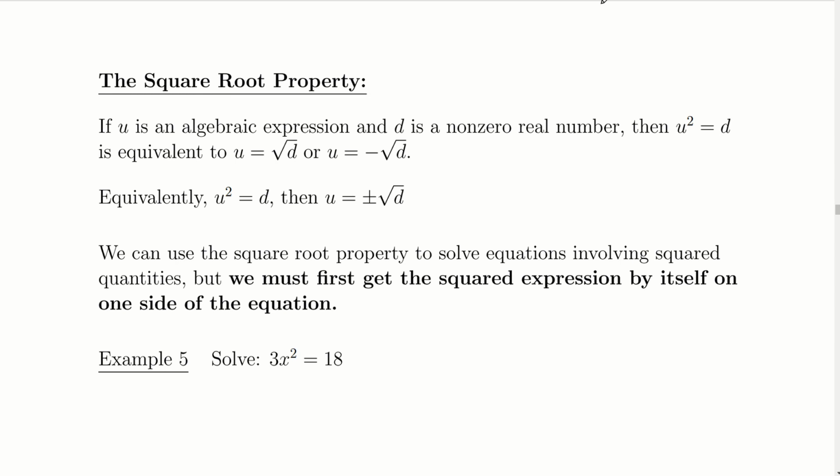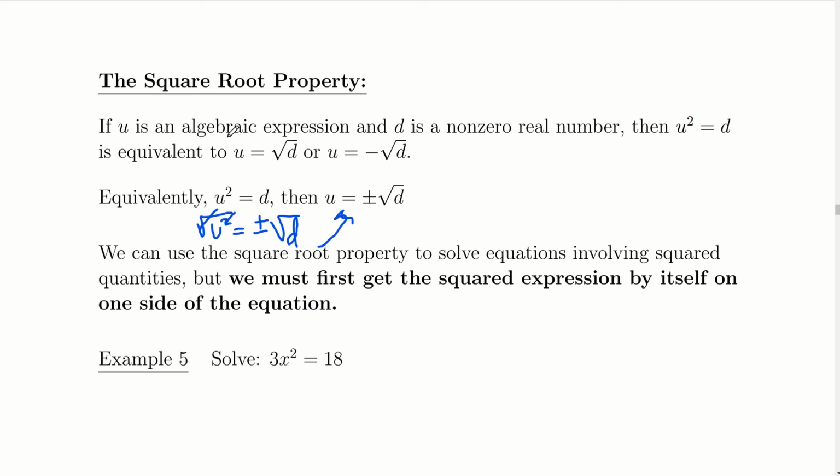So again, the square root property says the following. If u is an algebraic expression and d is a non-zero real number, then if u squared is equal to d, we can solve for u by taking the square root of both sides. We take the square root of the left-hand side, we take the square root of the right-hand side, keeping in mind that we get a plus and a minus for the number. The square root and the square cancel, and we find that u is equal to the positive and the negative square root of d.